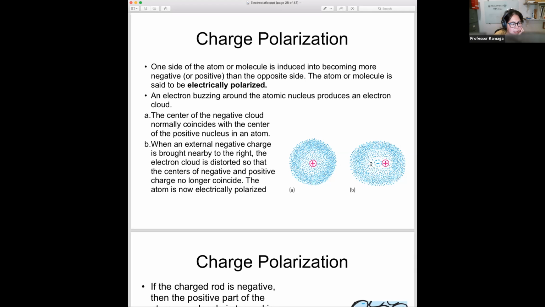Then the positively charged nucleus is going to be attracted to the right, and the negatively charged cloud is going to be repulsed to the other side. So individual atoms are polarized.